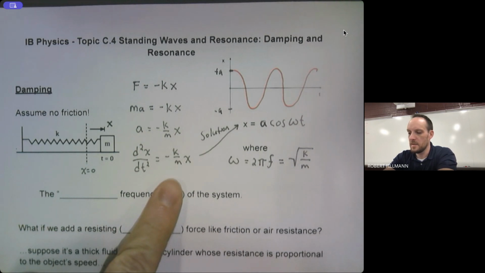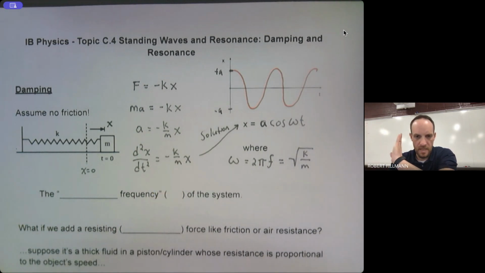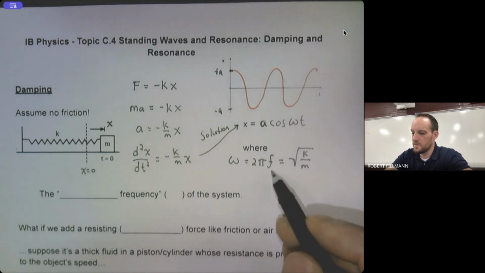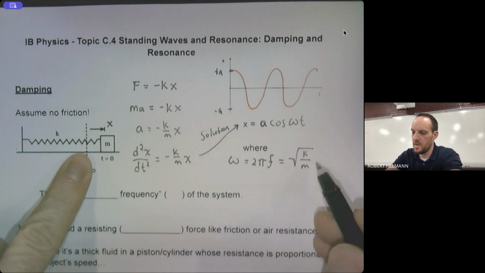It's going to be related to the constant. There's a square root in there. Again, I'm not worried about deriving this rigorously. This is something we've seen before. What I want to point out, though, is that this frequency is unique to this spring mass oscillator. It depends on how stiff the spring is and how big the mass is.